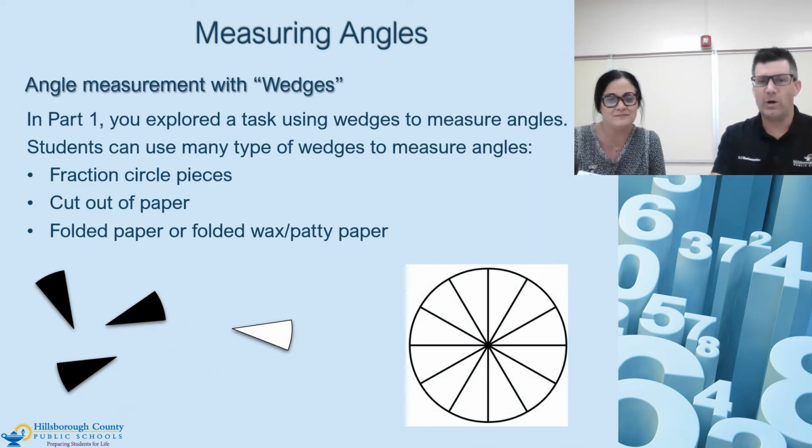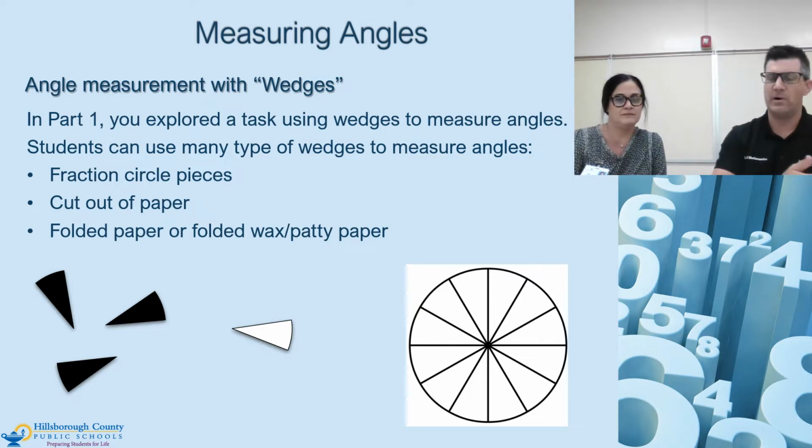Well, in part 1, you were tasked with measuring with wedges. We'll just call them wedges. Ideally, we asked you to use your 1/12 fraction circle pieces. You could use some other size fraction circle pieces, or we gave you some paper wedges that you could cut. If you didn't do that, pause right now and go back to part 1 and do that task. It'd be really important before you keep looking.